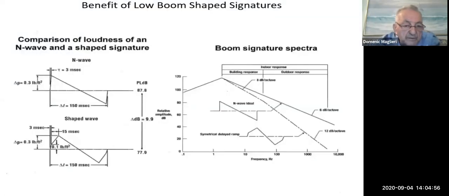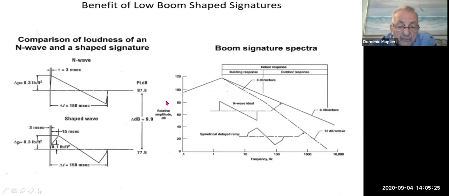So what's so great about the shape signature? Well, let's look at it. Here's 2 signatures that have the same amplitude and the same period, okay? This is the near N wave, and this one has this 15 millisecond ramp time on the rise time. If you take a look at the perceived level, which is the measure of loudness, there's a 10 dB difference. Pretty significant. Why is that so?